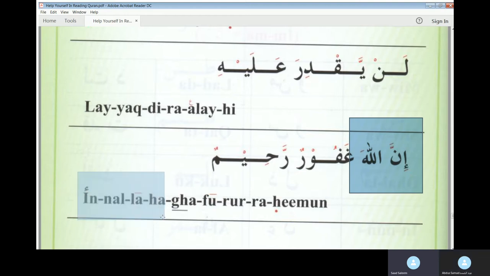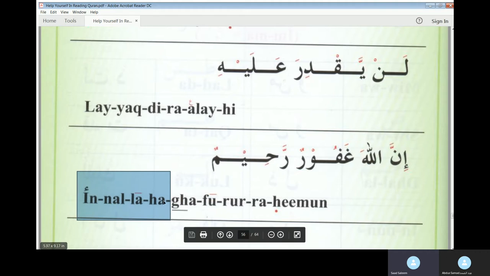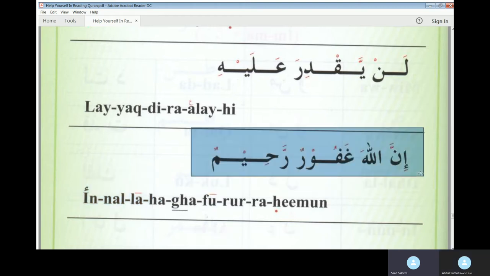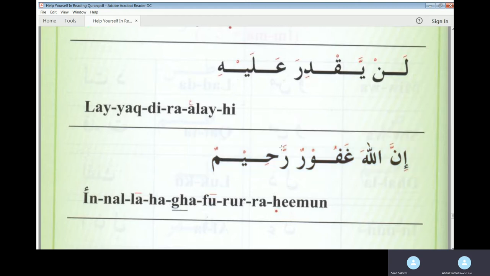Read from here. Innal laha. Good. Read again. Innal laha. Good. Now read this. Innal laha. Ghafur. Rahim. Ghafurur. Okay.